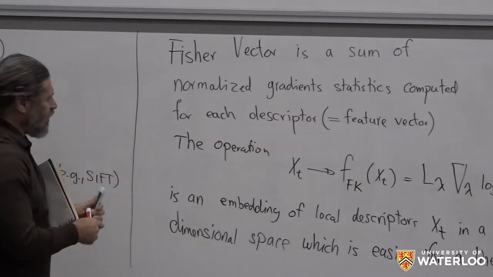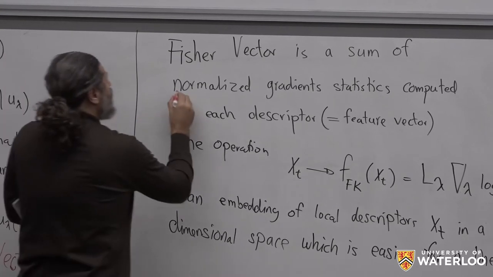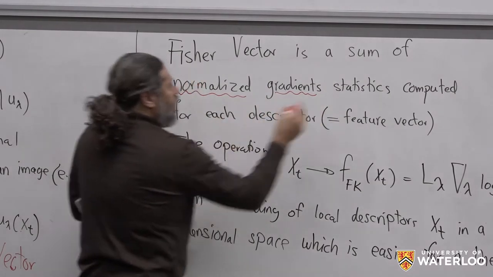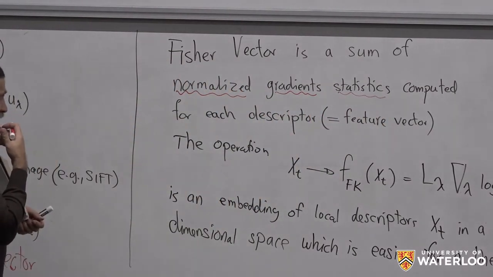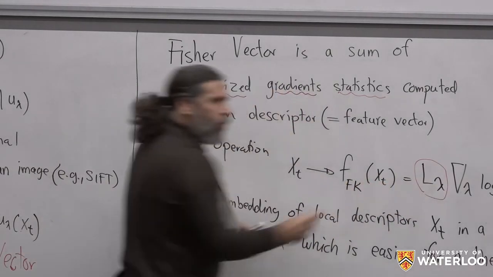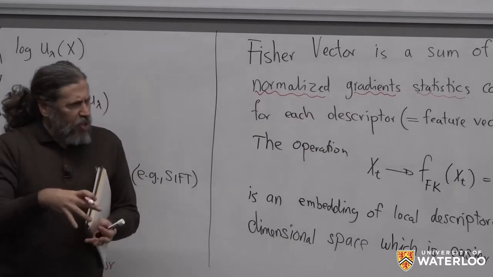Okay, so we are not done yet, but you're getting some crucial information. First of all, we are talking about normalized gradients that are based on some statistics. And then we map this with some sort of function that we still don't know how we get, to put the Fisher vector together.